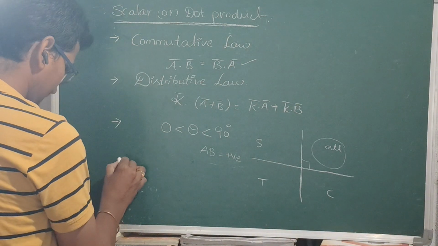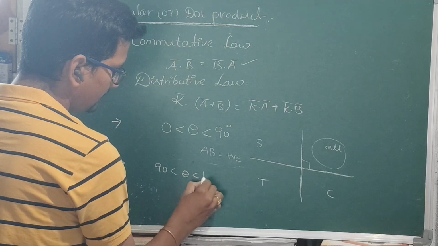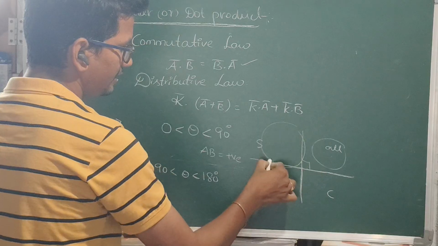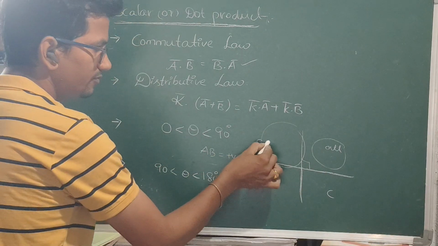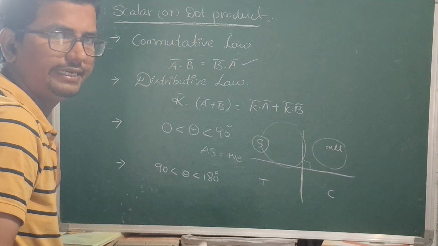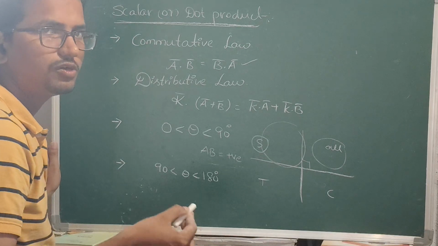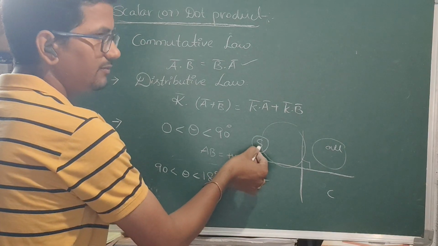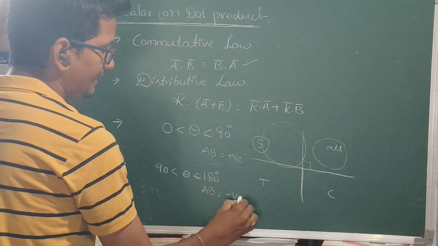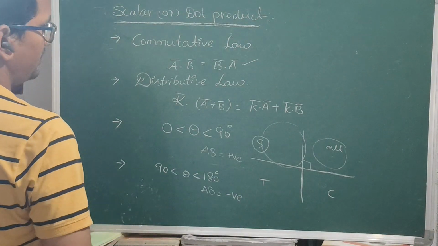Okay. Next one, 90 less than theta less than 180 degrees. What is the quadrant? Second quadrant, from 90 to 180. In the second quadrant, only the sign is positive, but the remaining components are negative. That's why for A bar dot B bar, AB cos theta, the cos component is negative, only sin is positive here. That is why we get a negative value for AB cos theta.